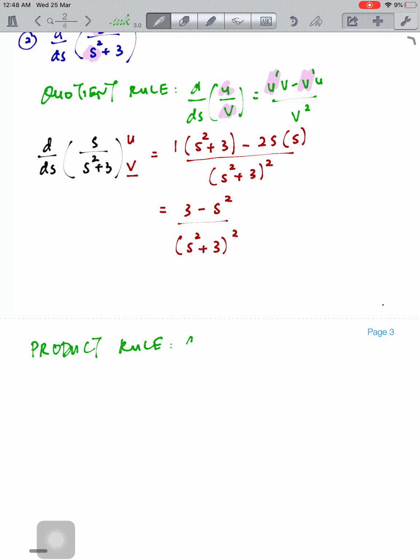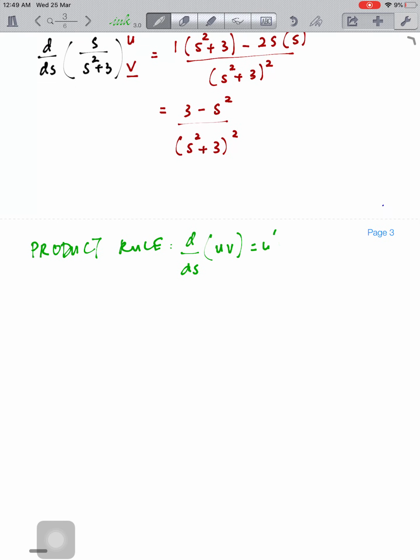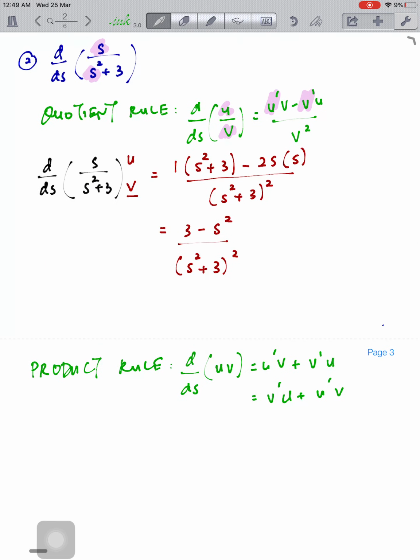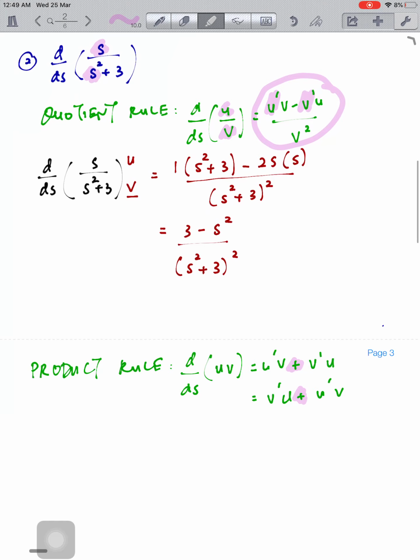Right, so according to the product rule, if you have a function of d over ds, you wanted to differentiate the function of u multiplied by v with respect to s. So the outcome is going to equal u prime v plus v prime u, or it could also be the other way around, which is v prime u plus u prime v. For the case of product rule, it doesn't matter which one of these comes first because it's a plus. However, for the case of quotient rule, it matters because of the minus right there. So do not interchange them for quotient rule, but for product rule, yes, it's possible either way.